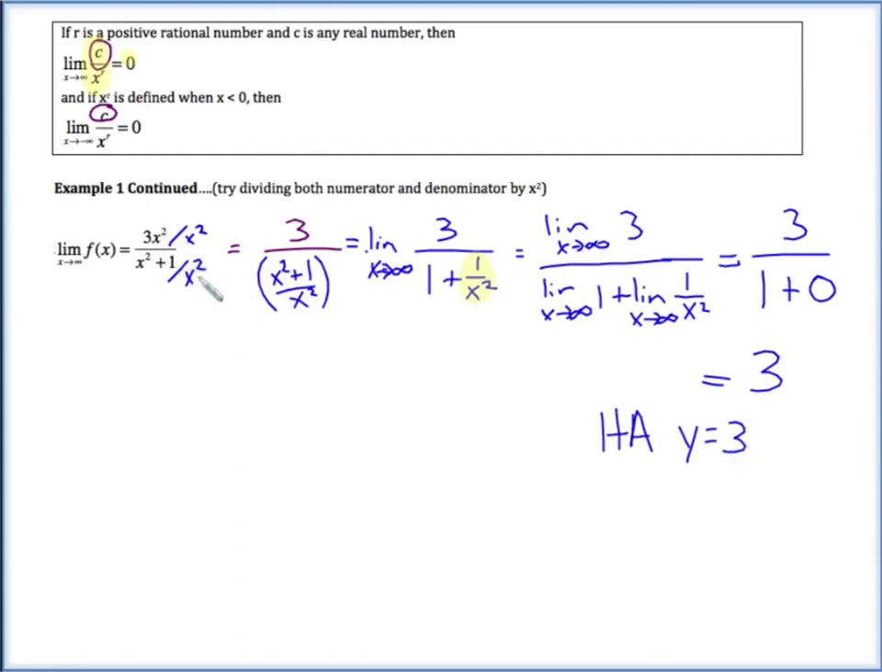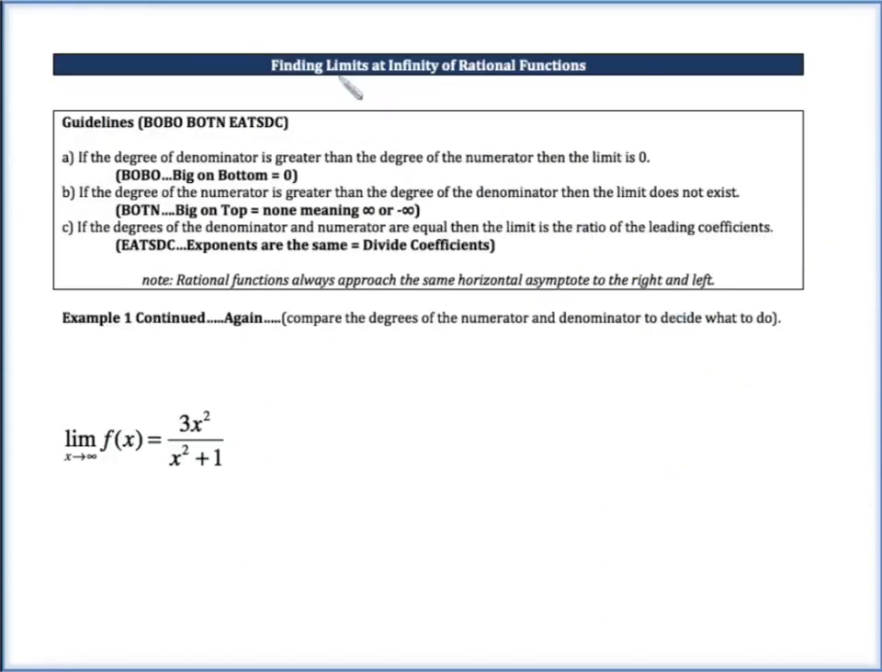Alright, so that does work, but it becomes a little more tedious to find our answer. So what we want to do now is look at some different guidelines, and we have a little saying, Bobo Botan eats DC. You can also try to memorize this. What we're saying is if the degree of the denominator is greater than the degree of the numerator, then the limit is 0.